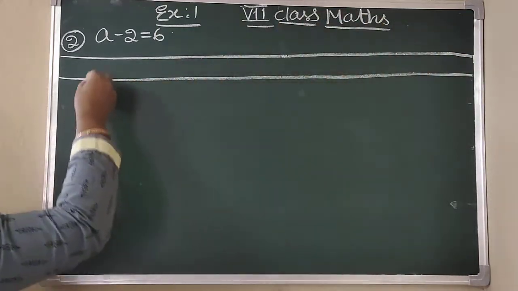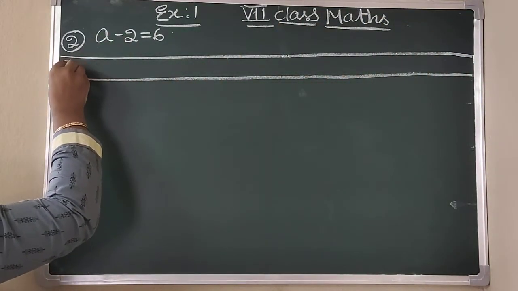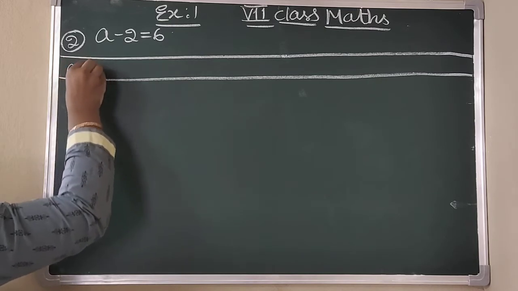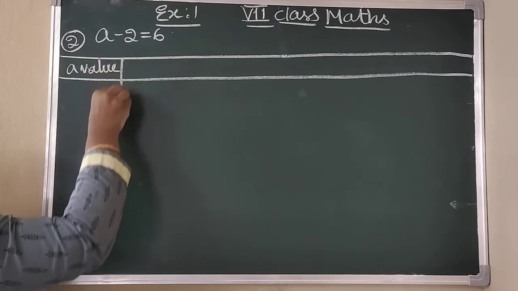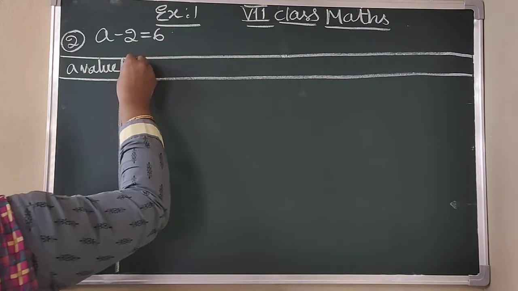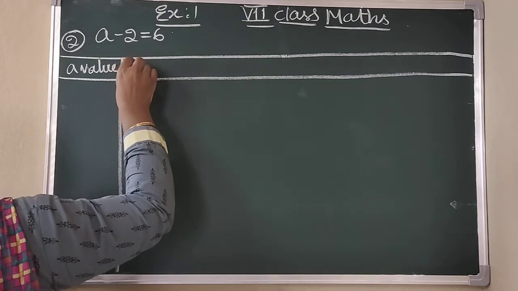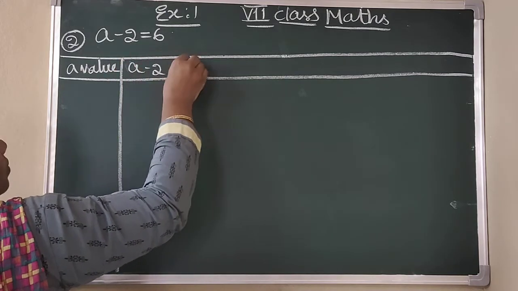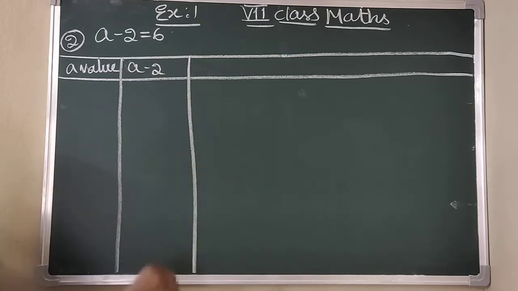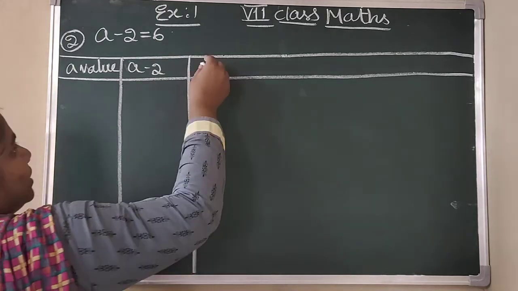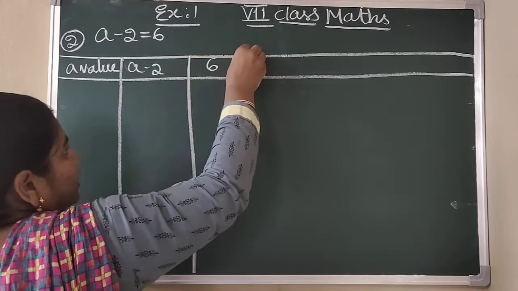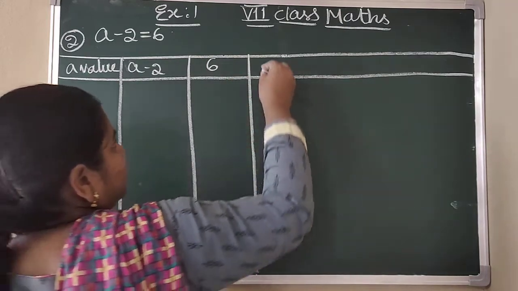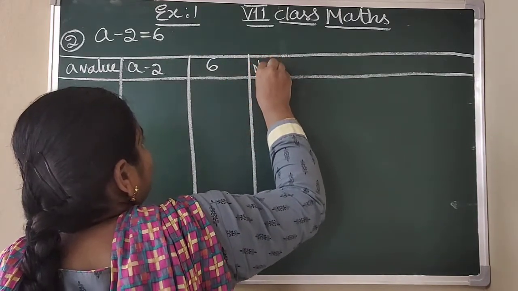On that, this is the a value. We are going to find the a value. Next is the LHS part. What is the LHS part? That is a minus 2, which we have to find. And what is the RHS part? The RHS part is 6. And whether it is satisfied or not, that is yes or no.